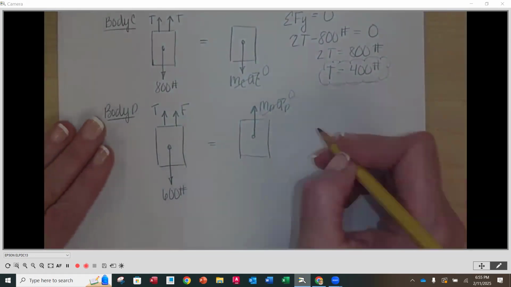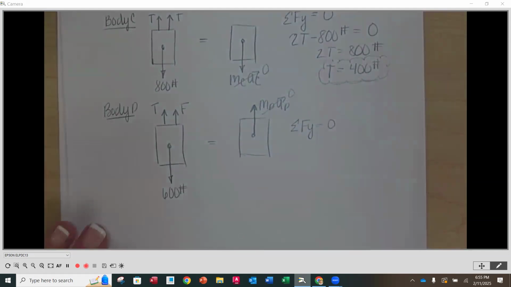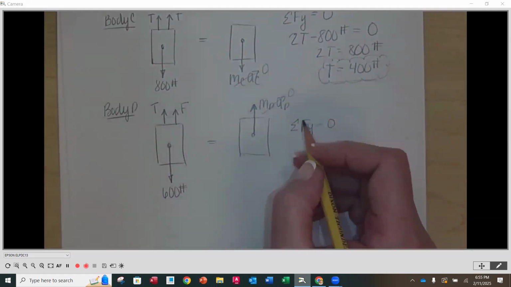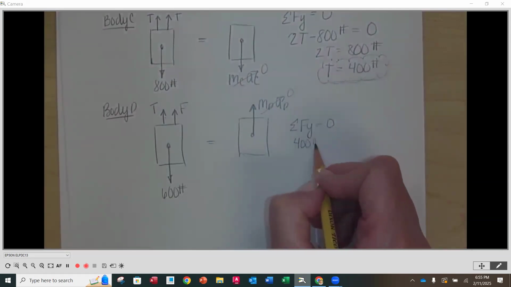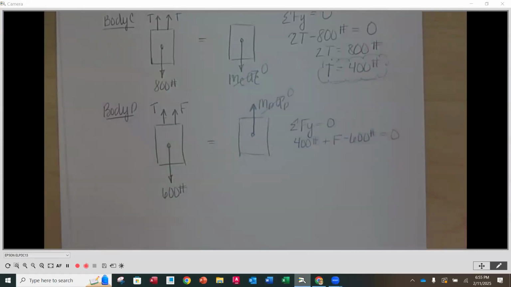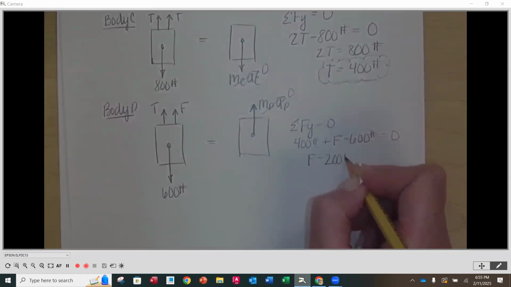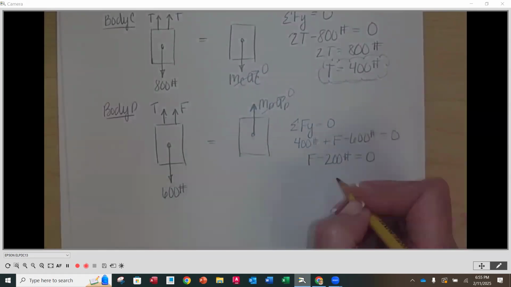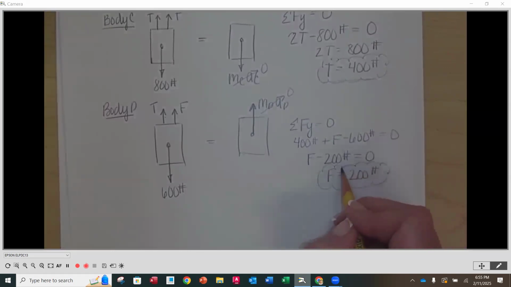So now we can do the very same thing. We can sum our forces in the y equal 0. And now we can say we have T over here, which we know to be 400 pounds. That's a positive value, plus F minus 600 is equal to 0. So 400 minus 200, so it's going to be F minus 200 pounds is equal to 0. Putting it to the other side, F is equal to 200 pounds. So then, there we go.